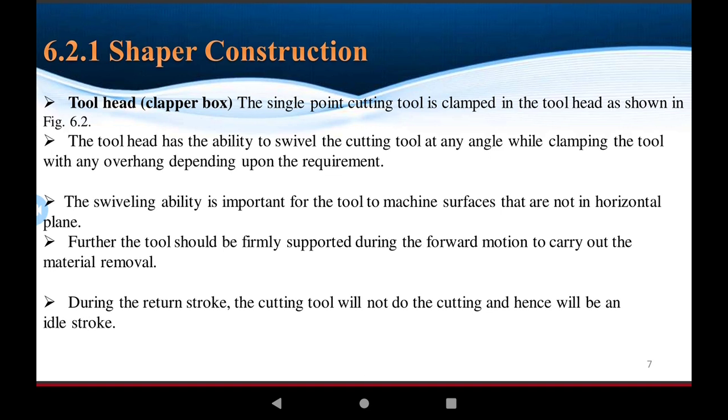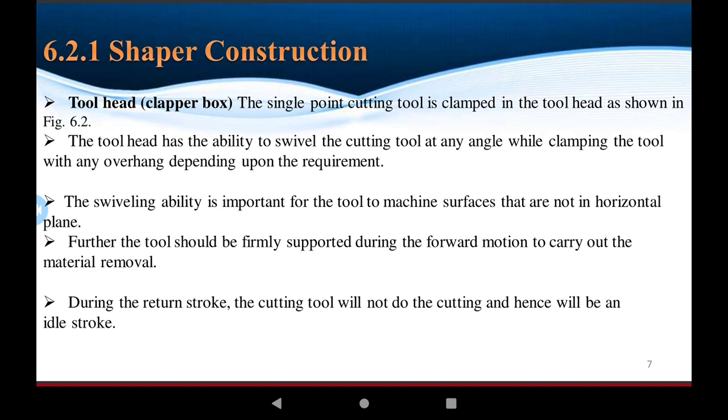Another part to consider in the shaper construction is the tool head, with the clapper box and the single point cutting tool. This is a single point cutting tool machine, and one tool performs work on the workpiece at a time, clamped in the tool head as shown in the previous slide. The tool head can swivel to hold the cutting tool at any angle.